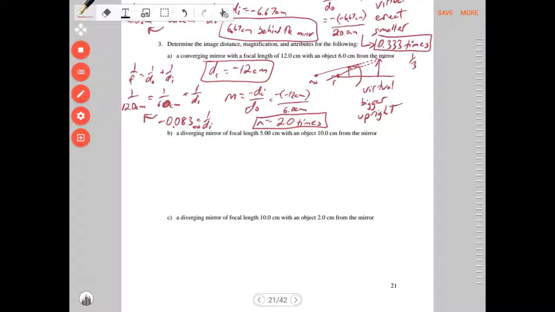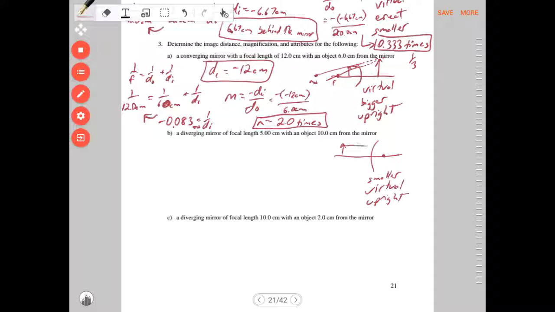B, a diverging mirror, focal length 5, with an object 10 centimeters from the mirror. So again, diverging mirror. Focal length of 5, so that's this guy. And we are 10 centimeters in front. Oh, well, that's one of these ones again. So remember, with the diverging mirrors, they're always going to be smaller, virtual, and upright.